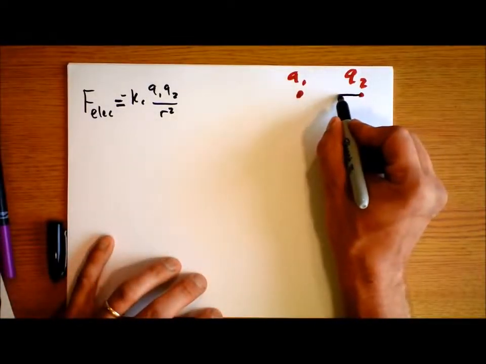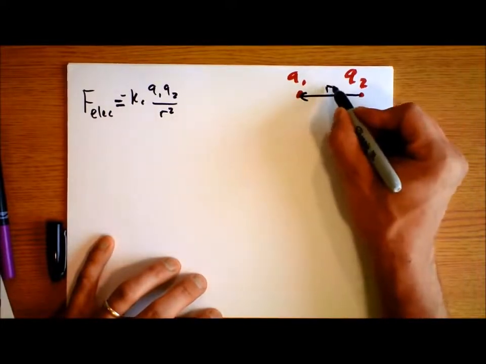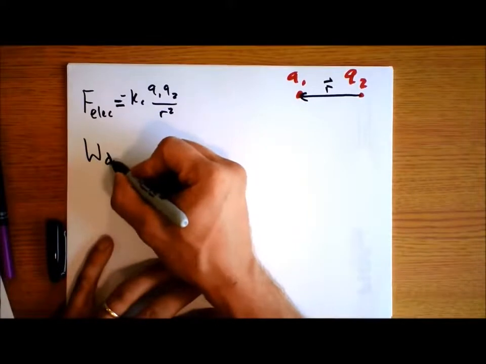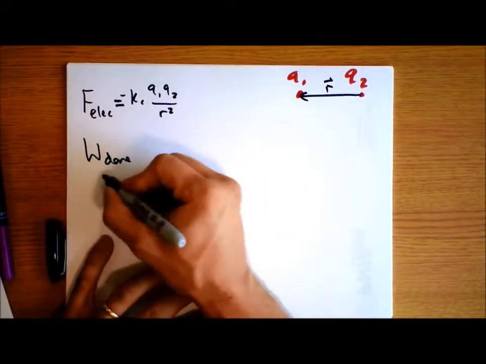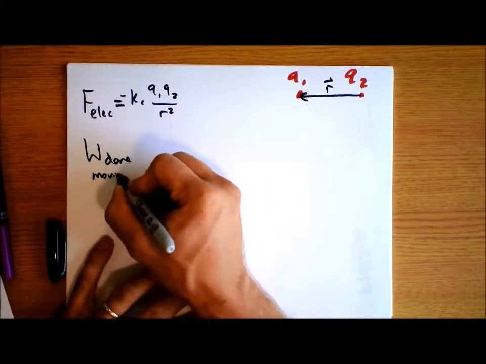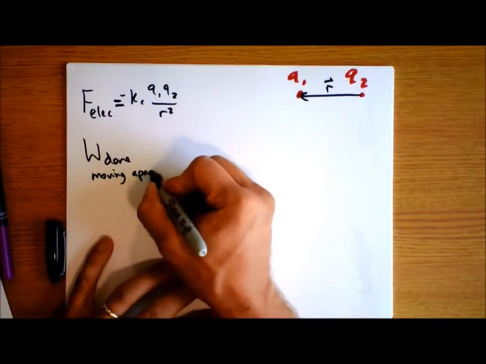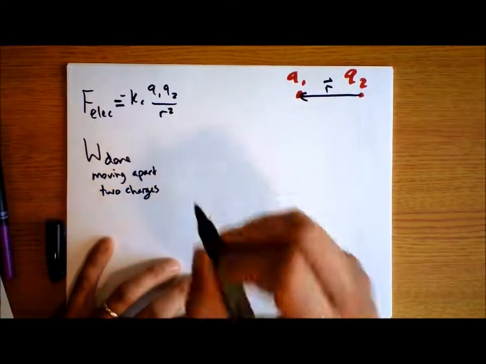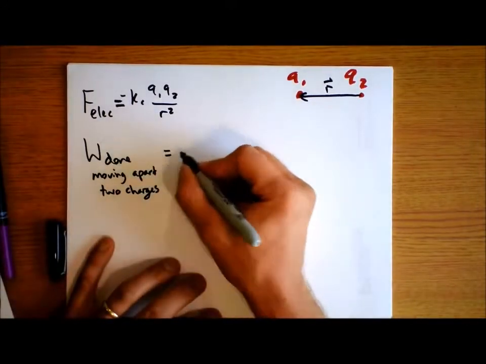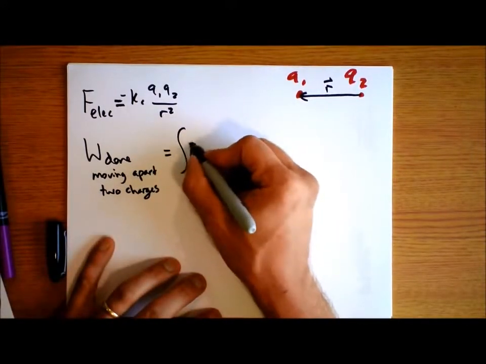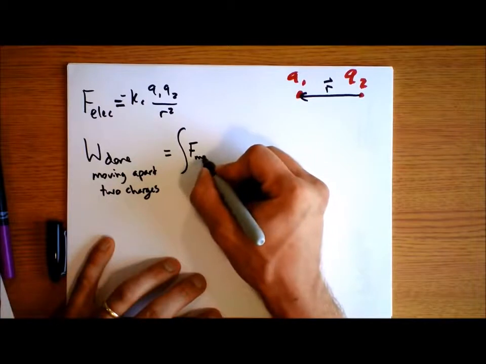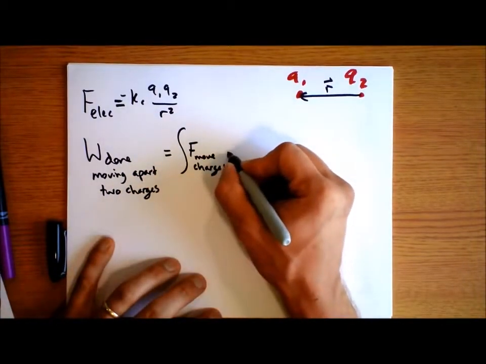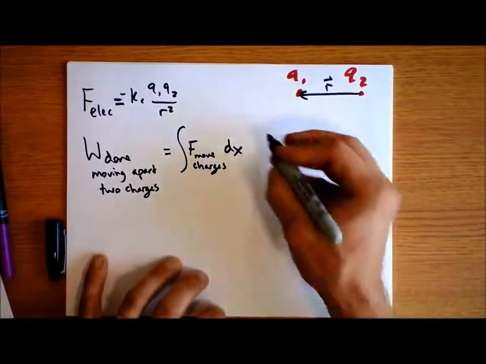And I'm going to establish the r vector going that direction. What the heck, right? Work done moving apart two charges. That is the integral of the force to move charges integrated over the distance the charges have moved.